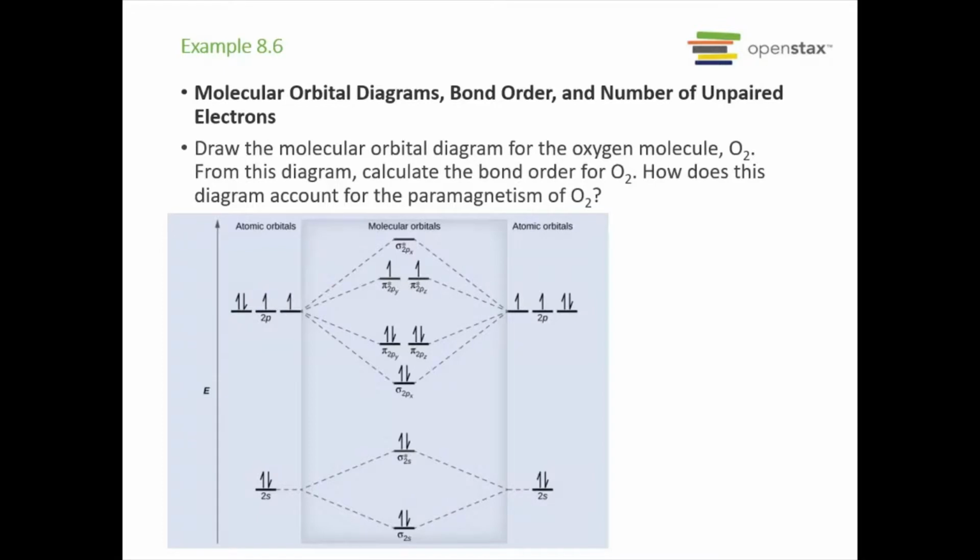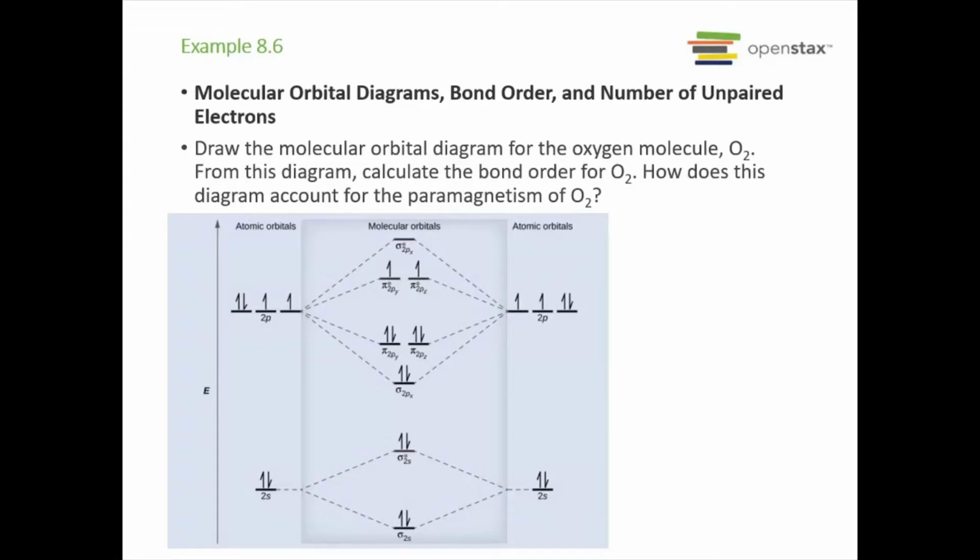So let's look at example 8.6, molecular orbital diagrams, bond order, and number of unpaired electrons. It wanted us to do the molecular orbital diagram for oxygen, O2, and then calculate the bond order for oxygen. How does this account for the paramagnetism of O2? We've looked at the molecular orbital diagram already.